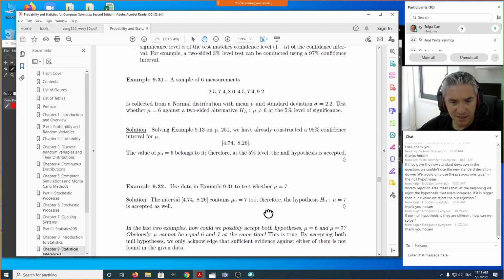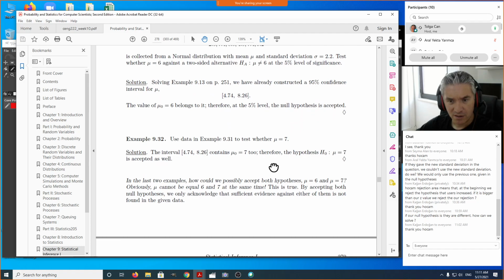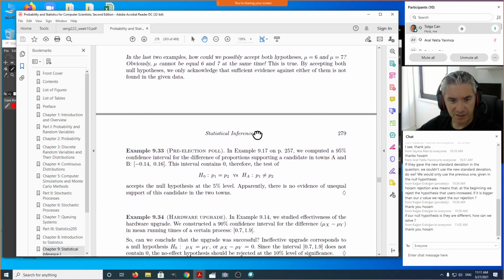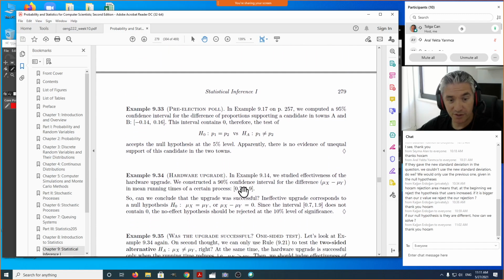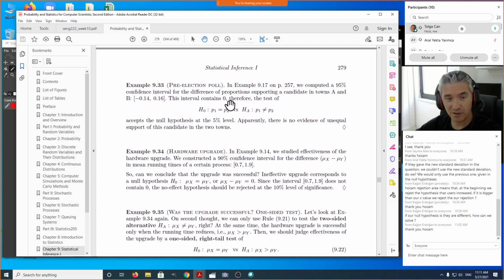So let's take a look at some examples: this pre-election poll, or these hardware upgrades. These are all previous examples that we did for building confidence intervals. Let's try to convert these examples into hypothesis tests. For example, the effectiveness of the hardware upgrade. There was a 90% confidence interval.